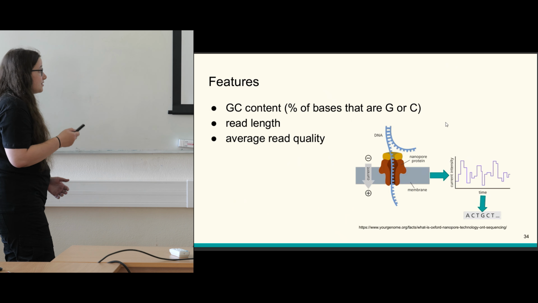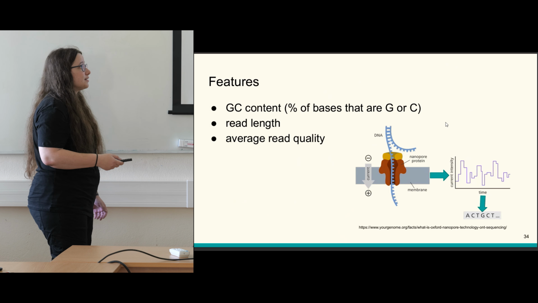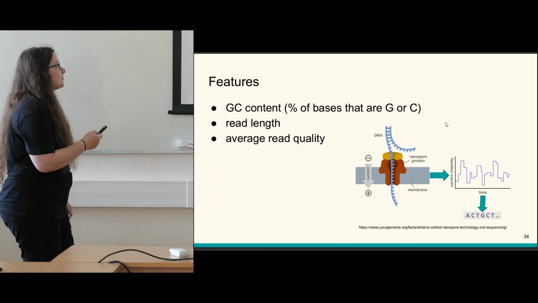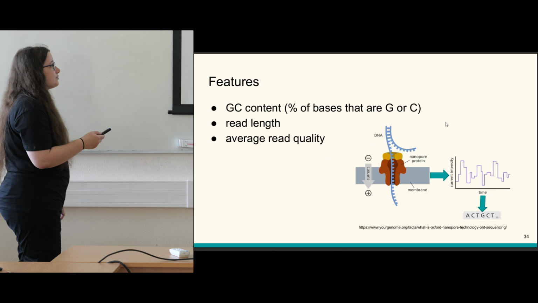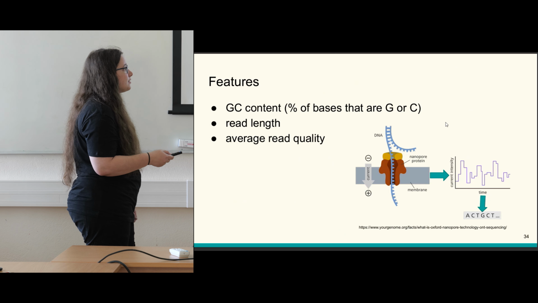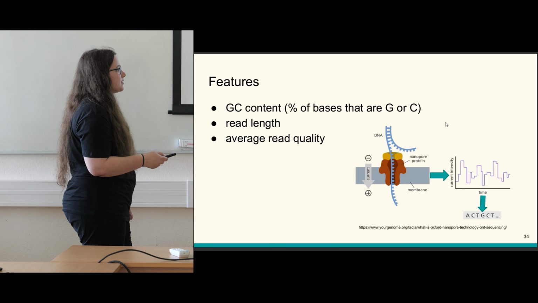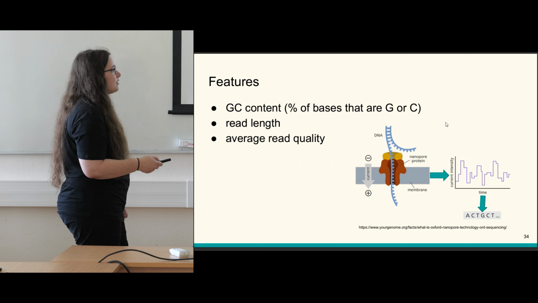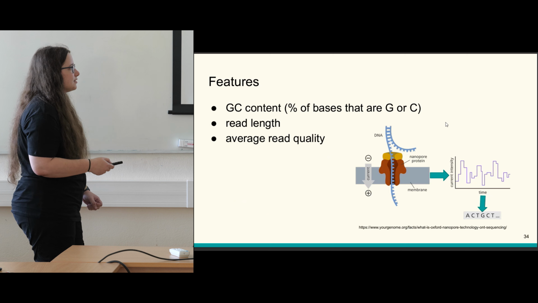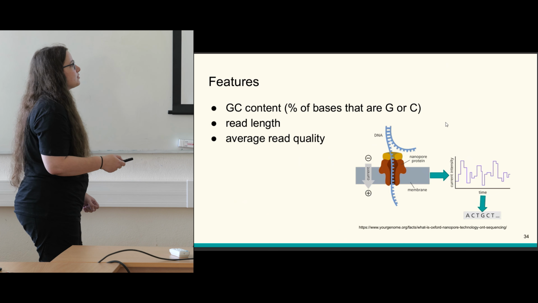And then the features we use are the GC content, which is basically the percentage of bases that are G or C. Then we use read length, and then we use average read quality, which is the information we get from the base caller, which reads the signal from the sequencing process. The base caller assigns each of these letters it reads a quality value, which basically says how sure the base caller is about the particular base. And then we take the average of these scores.